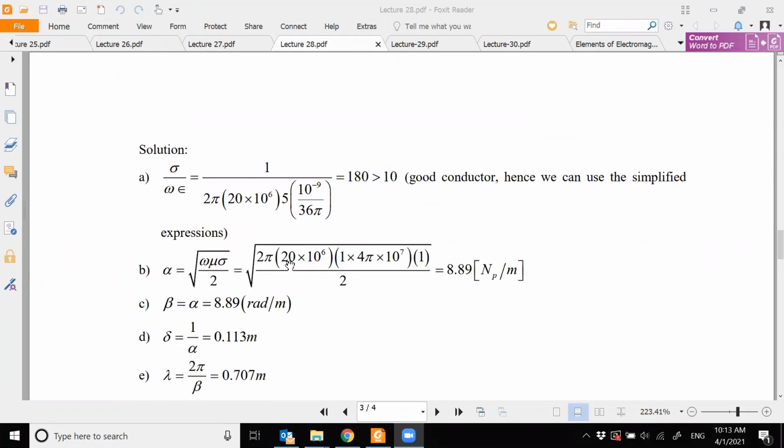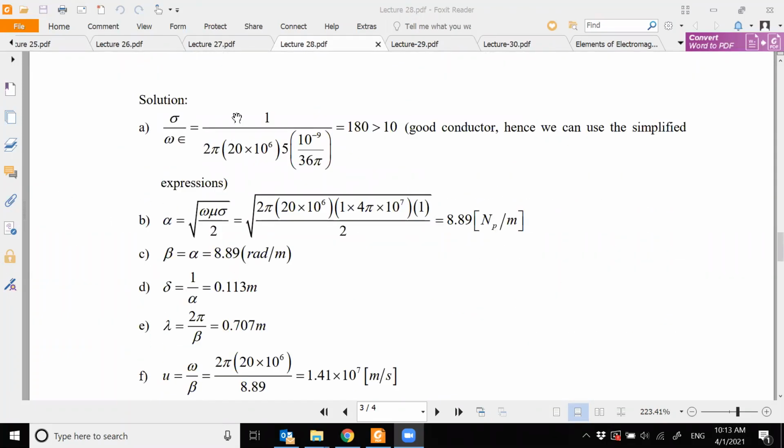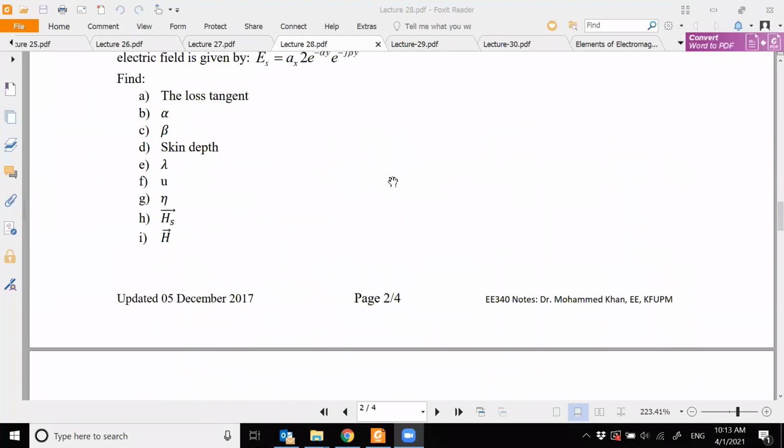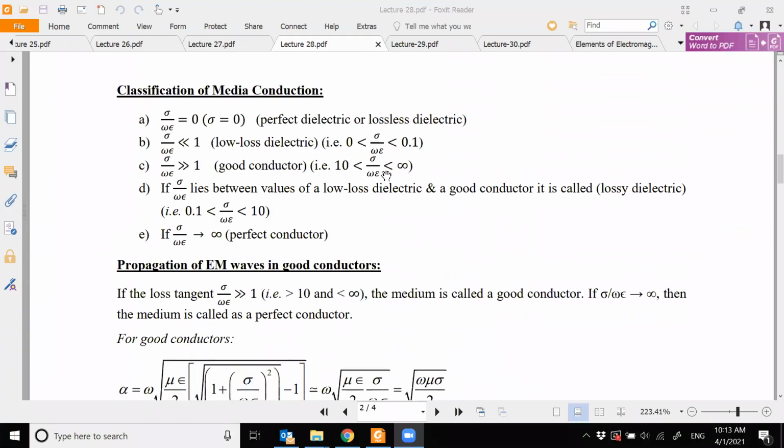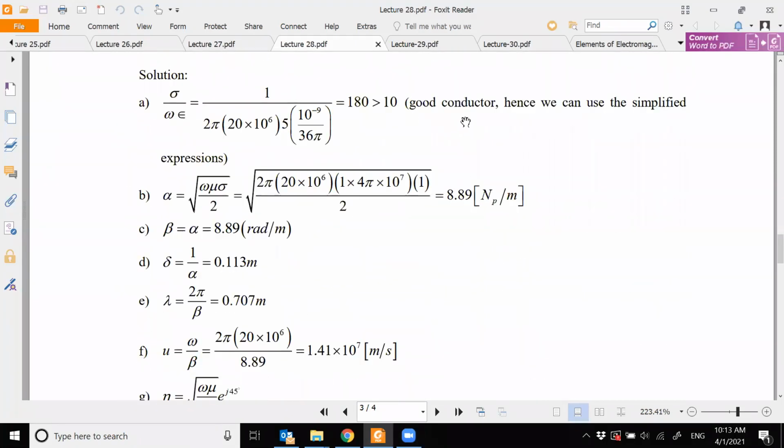I substitute sigma, omega and epsilon, and I see that it is 180. So 180 is greater than 10. For a good conductor, sigma over omega epsilon should be greater than 10 and less than infinity. Therefore it falls in this category, so my medium is a good conductor.